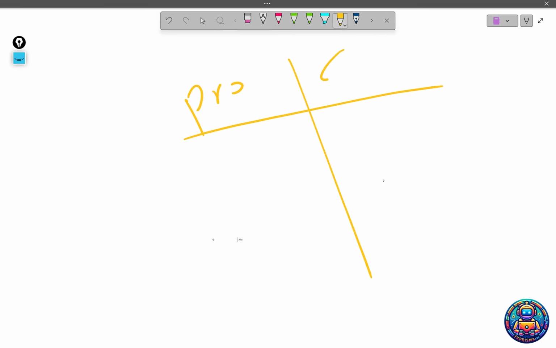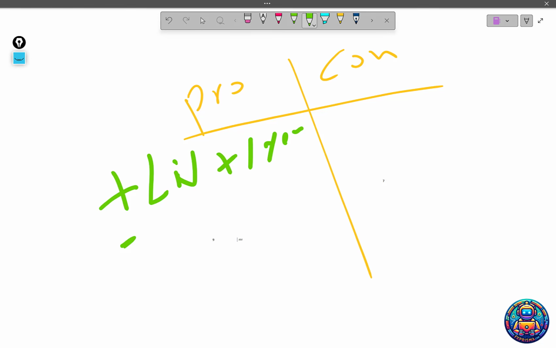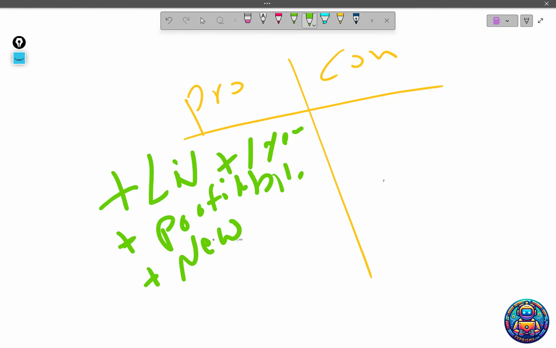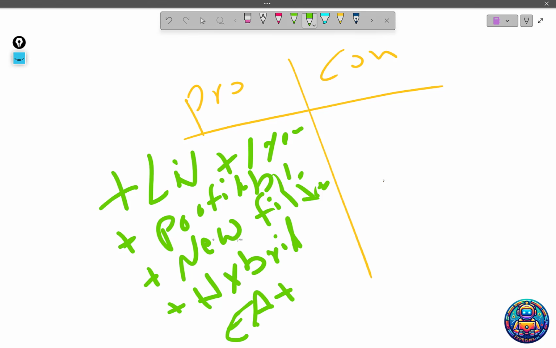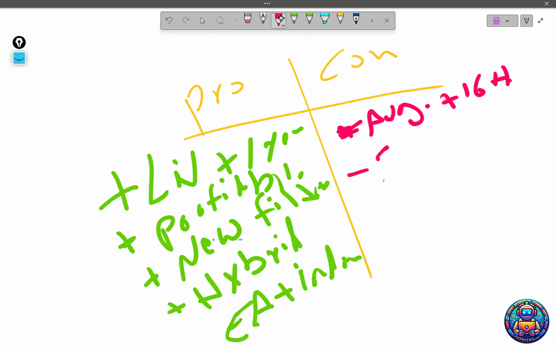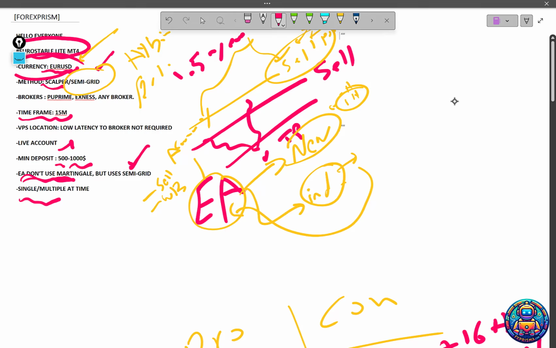So as always, pros and cons for this robot. The first pros, we have live results for over 1 year, and the EA is very profitable, and we have a news filter which is very good, and I would say it is a hybrid between indicator and EA. I think this is a new approach. And on the cons side, the average holding time is over 14 or 16 hours, which is a bit too much. And then we have the semi-grid or grid system usage, which can be a risky EA.